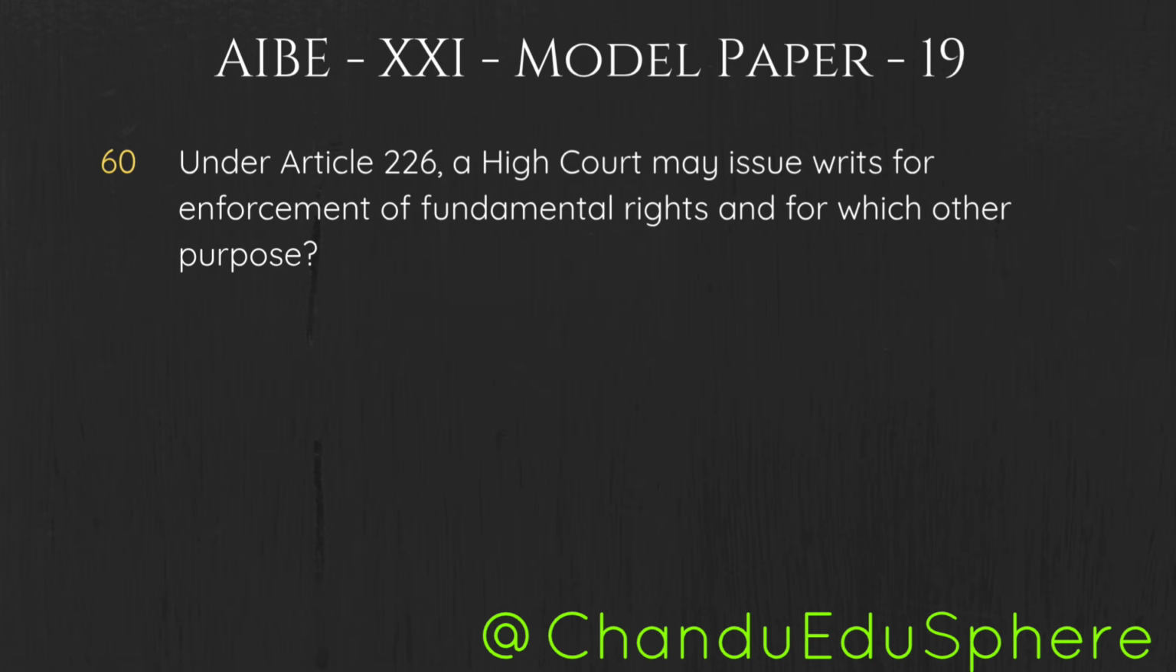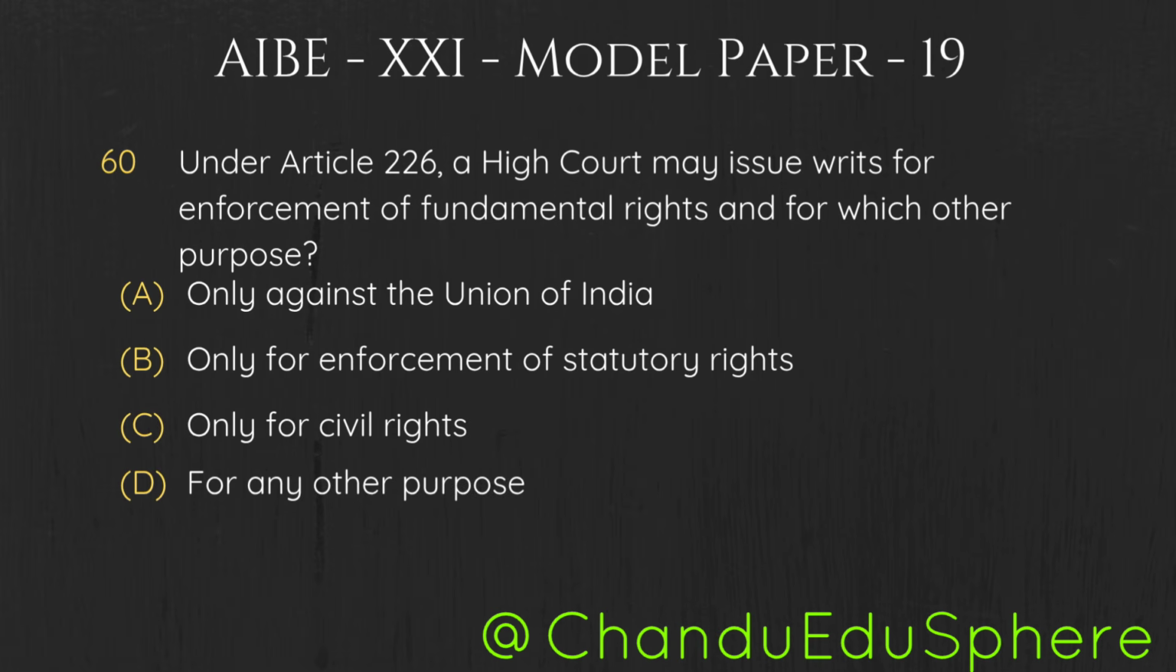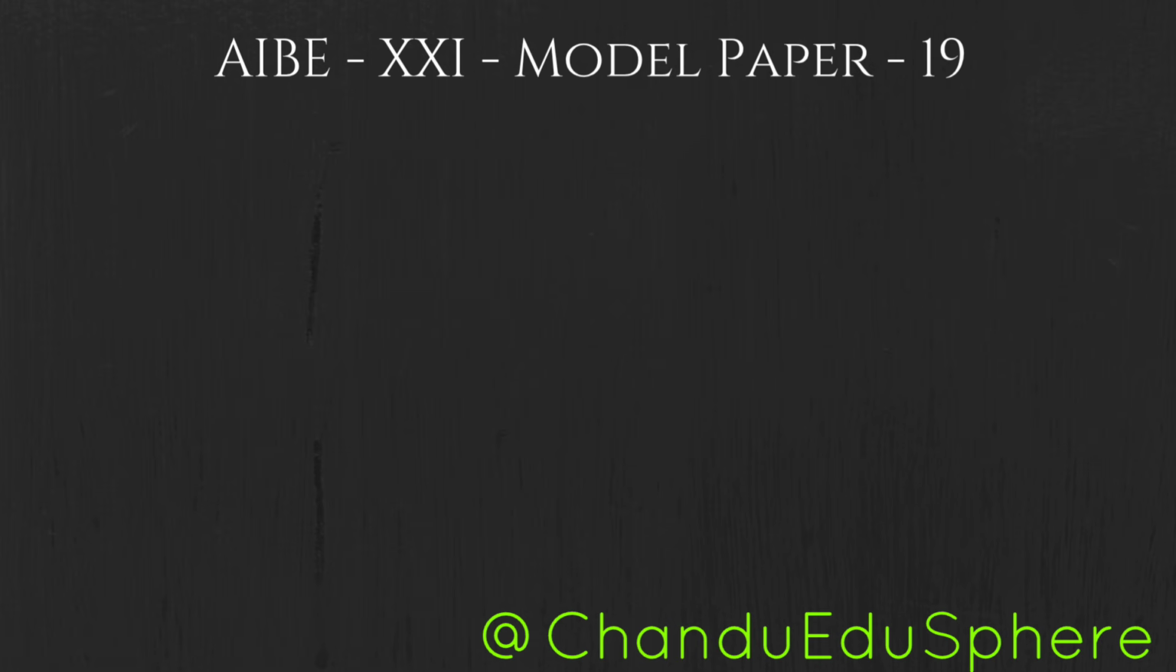Under Article 226 of the Constitution, a High Court may issue writs for enforcement of fundamental rights and for which other purpose? For any other purpose. D is the right choice. Article 226 confers on every High Court a plenary writ jurisdiction to issue directions, orders, or writs not only for the enforcement of fundamental rights but also for any other purpose, wider than the Supreme Court's writ jurisdiction under Article 32.